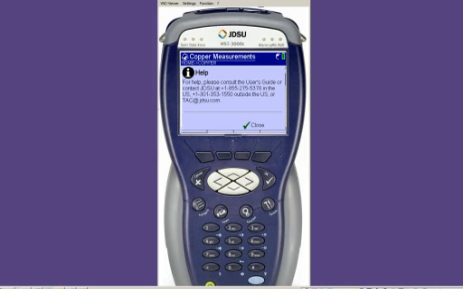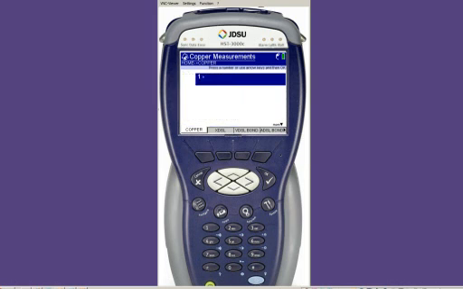Notice on that pop-up window there is a question mark there. That question mark corresponds to the question mark on the OK key. So to close the pop-up, simply press OK. And you're back out to the main menu.